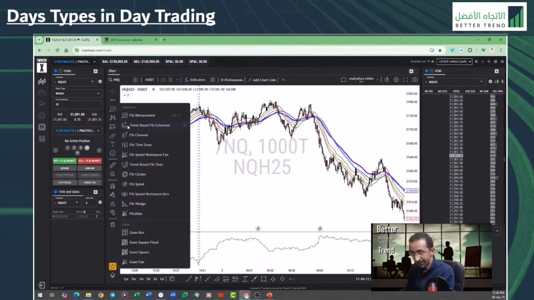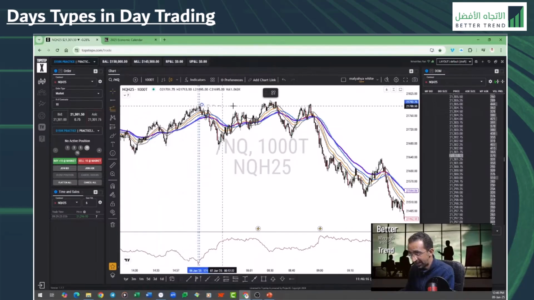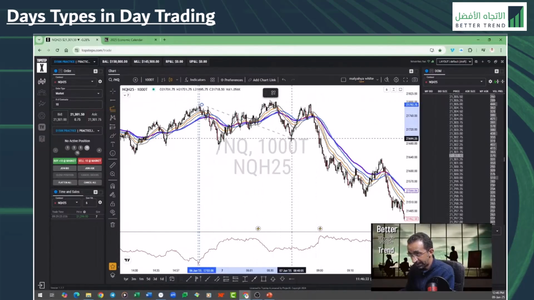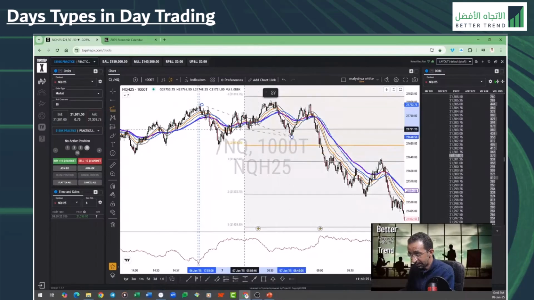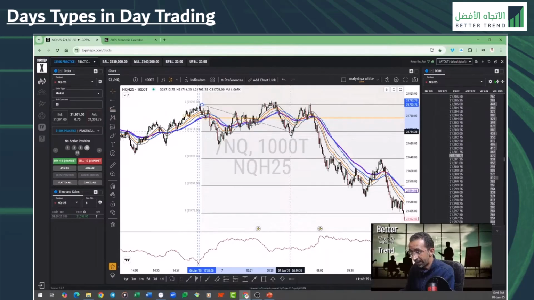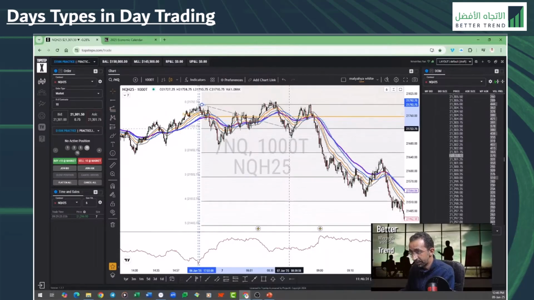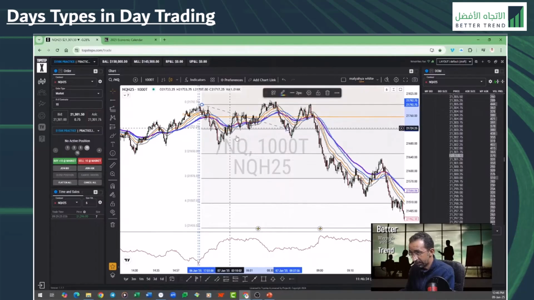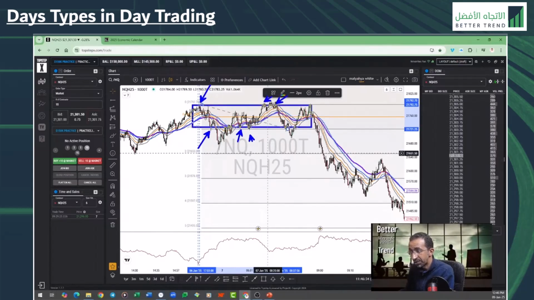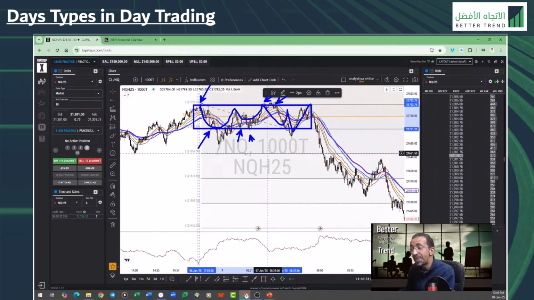Okay, so you draw the range from the highs. You can see double tops: 1, 2, 3, 4, 5, 6. Those were the tops. The lows were here. That was the range. These lows, these highs, that was your range. The market started as a range, then what happened later?